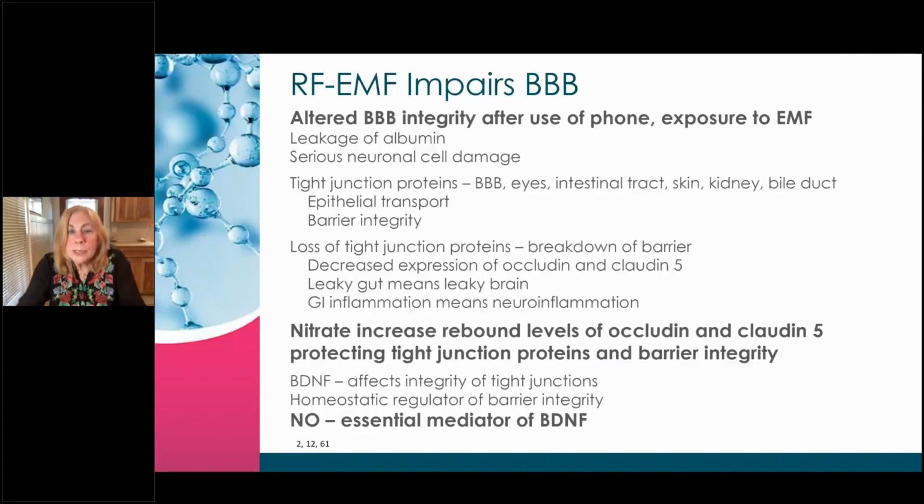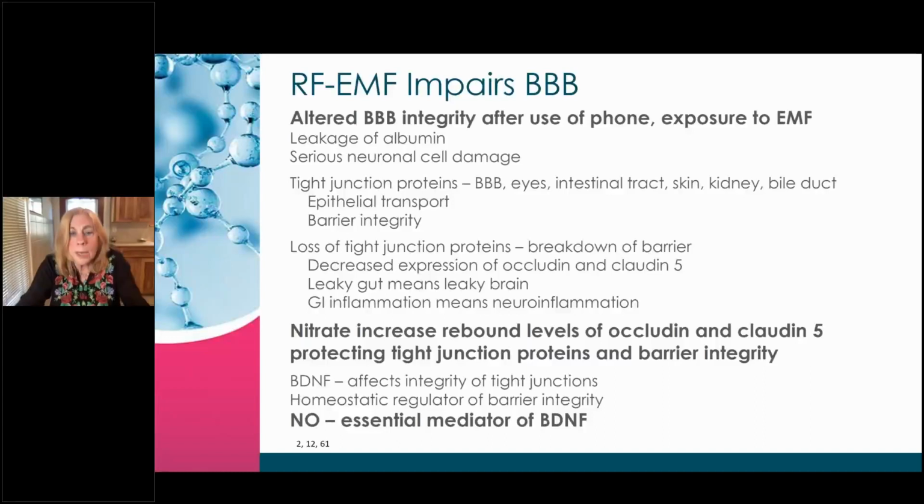EMF damages and impairs the blood-brain barrier. So you see a leakage of albumin, you see serious neuronal cell damage. These tight junction proteins that are in the blood-brain barrier, the eyes, intestinal tract, skin, kidney, bile duct, these are important for epithelial transport and barrier integrity. You lose these tight junction proteins and you've got a breakdown of the barrier and things get through that shouldn't get through. You see decreased expression of occludin and claudin 5. You see leaky gut, leaky brain, GI inflammation, neuroinflammation.